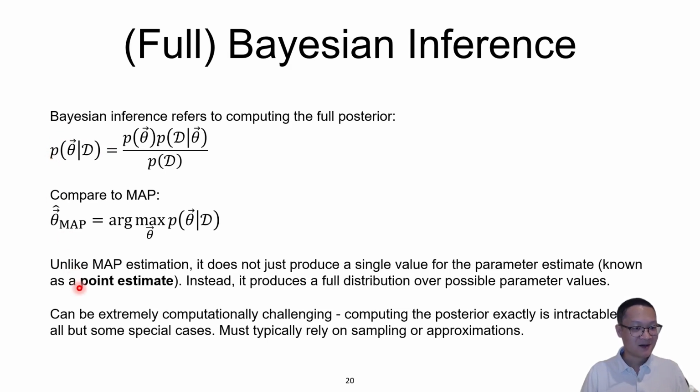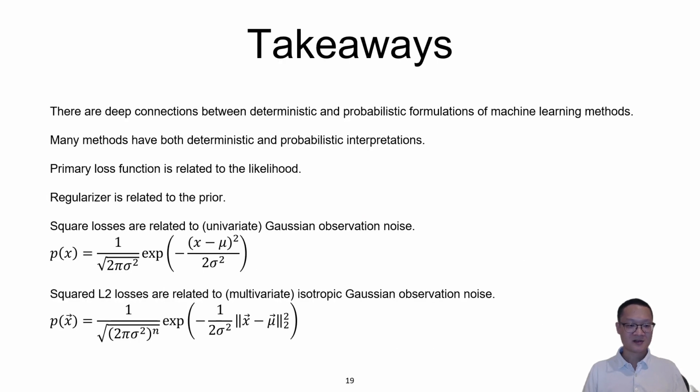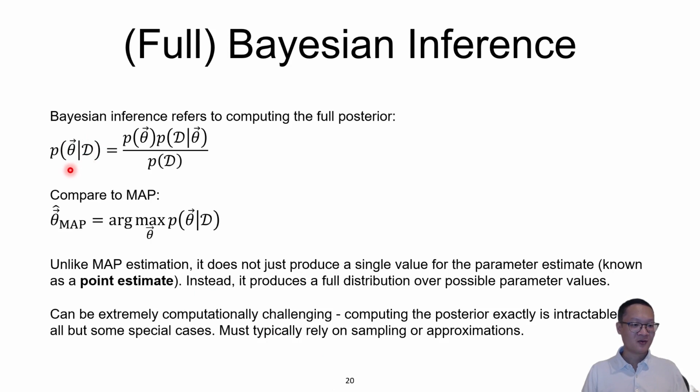What that means is that full Bayesian inference will not only produce a single value for the parameter. Whenever you produce a single value for the parameter, that's called a point estimate. But full Bayesian inference will give us a full distribution over the possible parameter values. Remember back here when we said maybe we have some prior knowledge about our parameters. Prior knowledge is basically saying some values are more likely, some values are less likely. Whenever you start talking about less likely, more likely, suddenly you have a distribution over parameters. So full Bayesian inference is saying, based on the data that we see, what is the probability distribution over the parameters? So not just the prior, but after seeing the data, what is the distribution over the parameters?